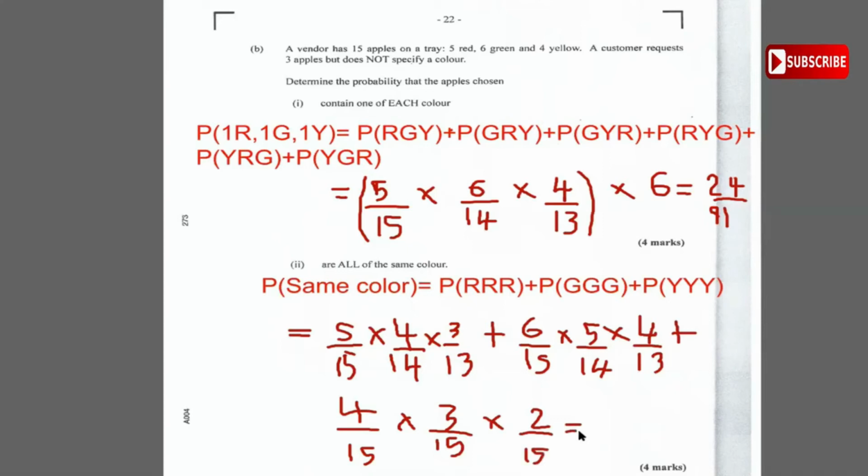So now we do this multiplication, and what we're going to get is 5 out of 15 times 4 out of 15, 4 out of 14 times 3 out of 13 plus 6 out of 15 times 5 out of 14 times 3 out of 13 plus 4 out of 15 times 3 out of 15 times 2 out of 13.